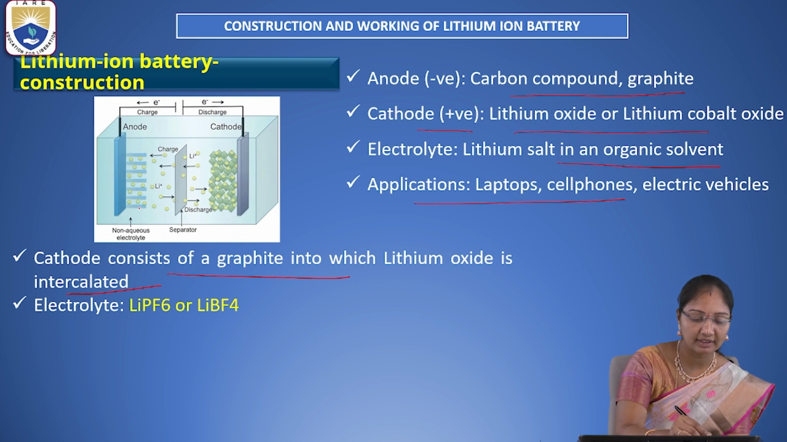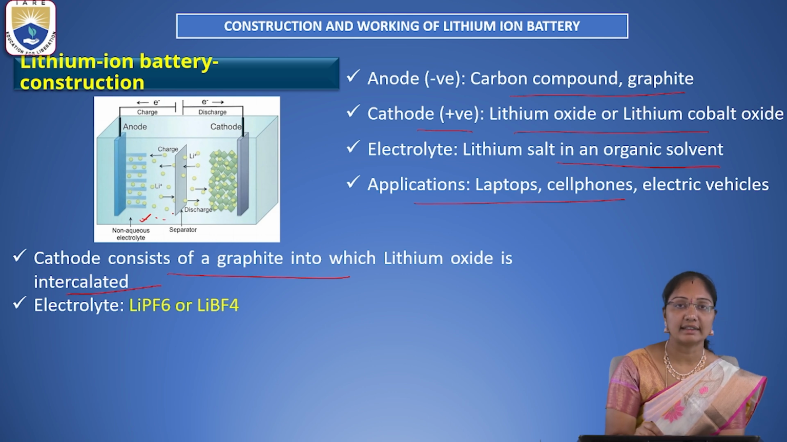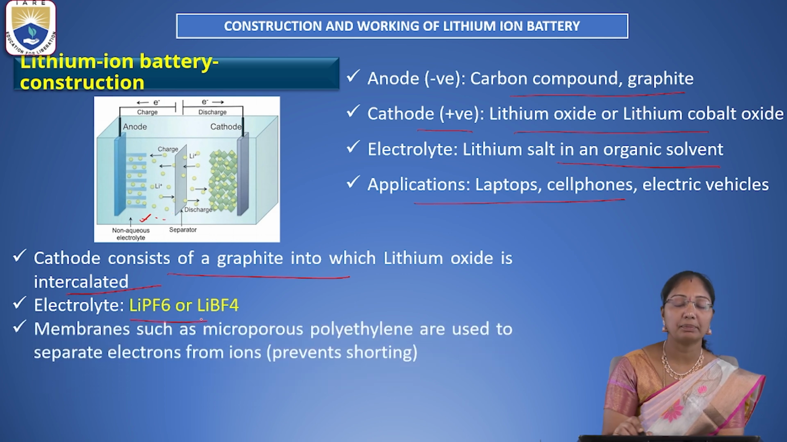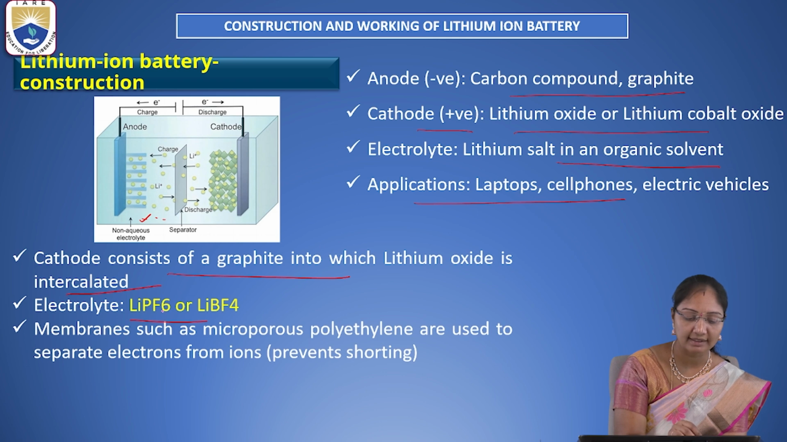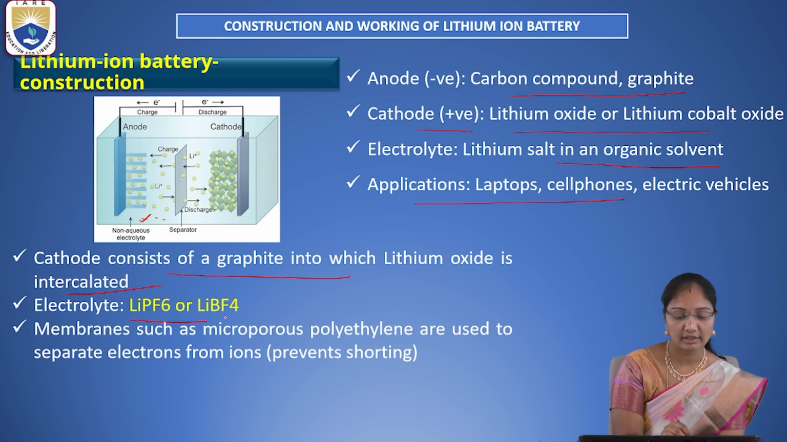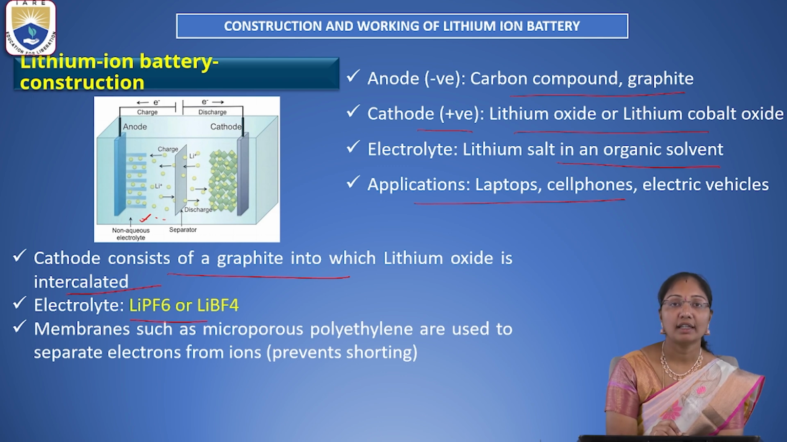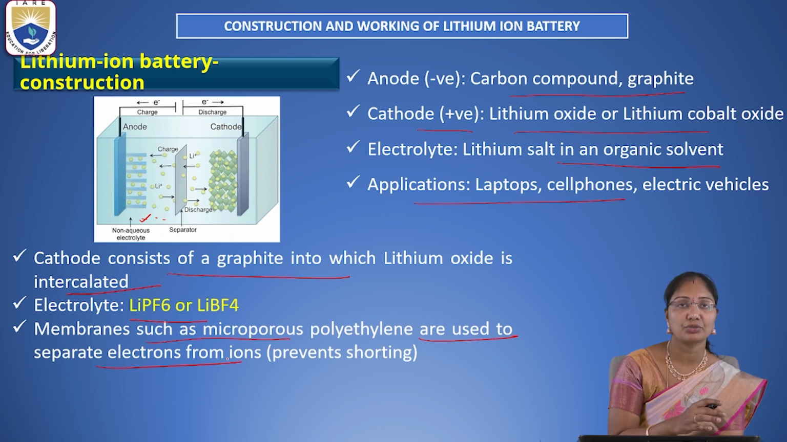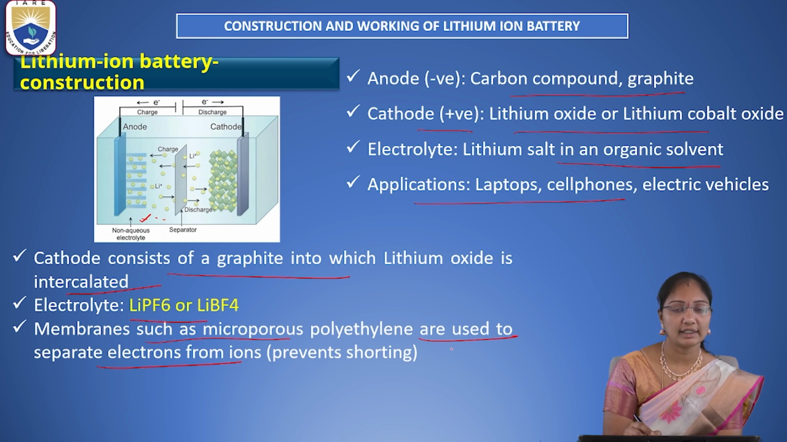Here we can see the non-aqueous electrolyte, which is the lithium salt. Here the electrolyte is LiPF6, meaning lithium hexafluorophosphate. Lithium tetrafluoroborate can also be used as an electrolyte which supplies the lithium ions, so that this reaction will happen. These electrolytes act as a source of lithium ions. Membranes such as microporous polyethylene are also used to separate electrons from the ions. To separate the electrons from its ions, this polyethylene is used.